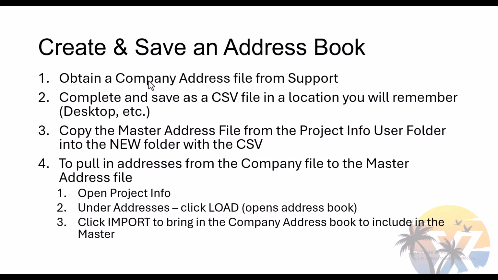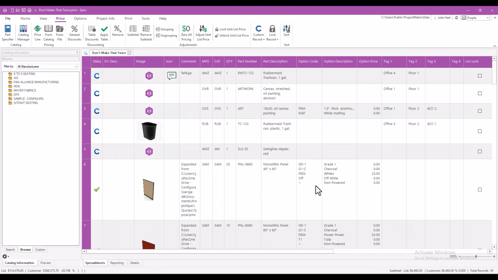Then you can create and save an address book. The company address file that we provide to you is a CSV, and you'll need to save it in a location for you to remember. Because you're going to copy your master address file from your project info user folder into that new folder that you created and saved with your CSV.